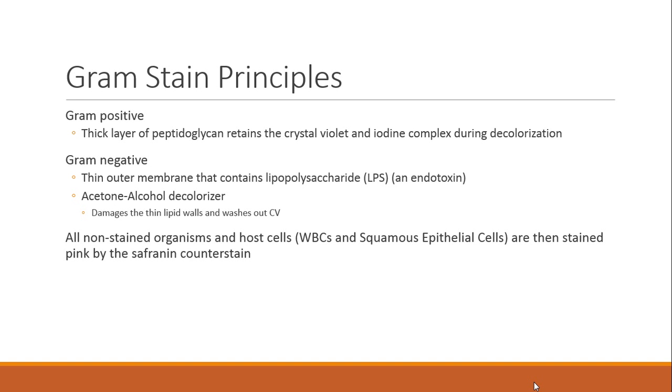Basically, a thick layer of peptidoglycan retains the primary stain, crystal violet, and the stain complexes within that layer, and it resists decolorization. And that's the principle of the gram stain. Gram-negative organisms are unable to withstand decolorization, and the crystal violet iodine complex is washed out. So that's how the gram stain works. The purpose is it allows us to differentiate between organisms based on their cellular composition.